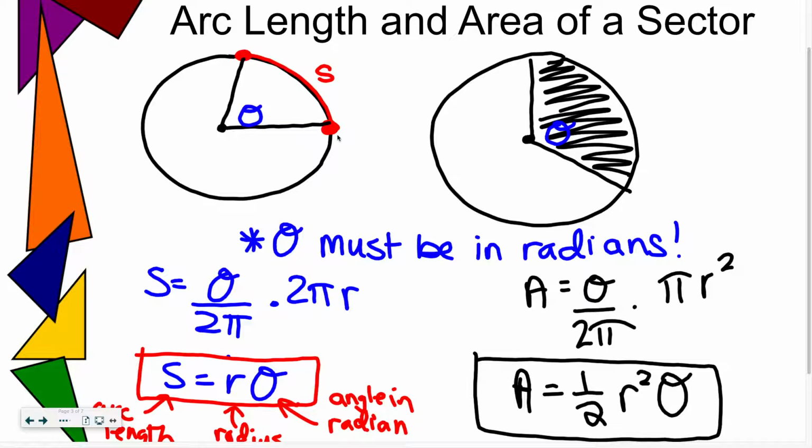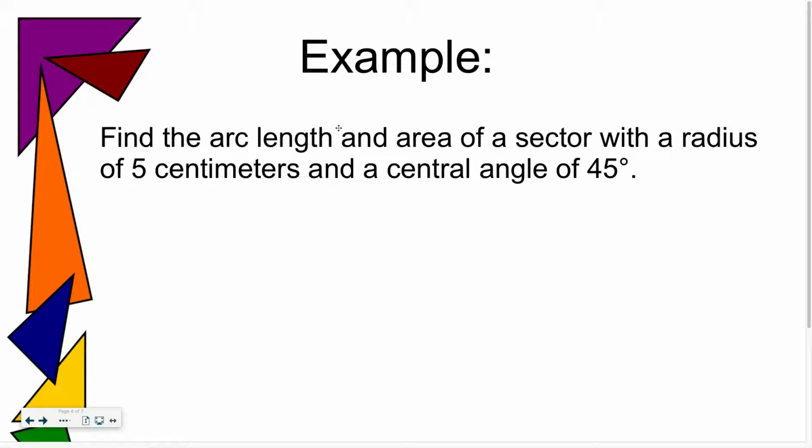So let's do an example so we can see how this may work. I've jotted this down in your notebook so you have an example to look at when you're working on your problem. Find the arc length and area of a sector with a radius of 5 centimeters and a central angle of 45 degrees.